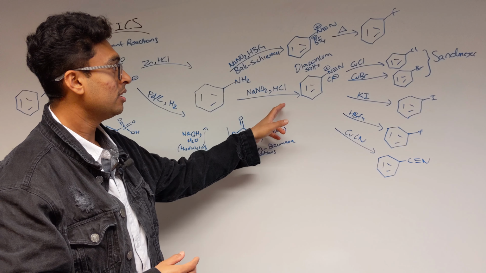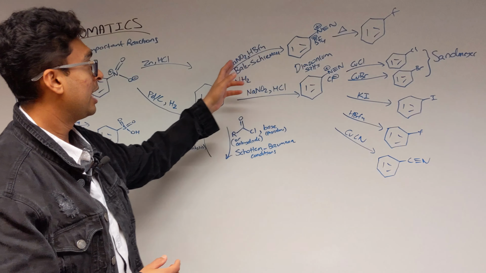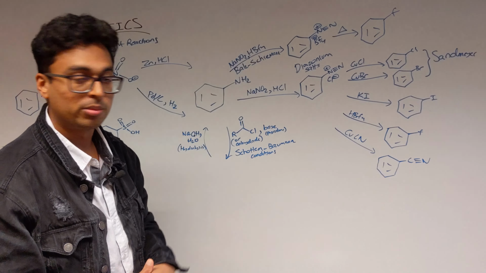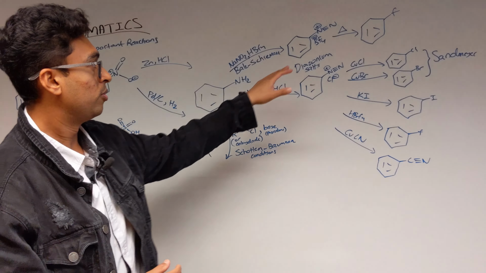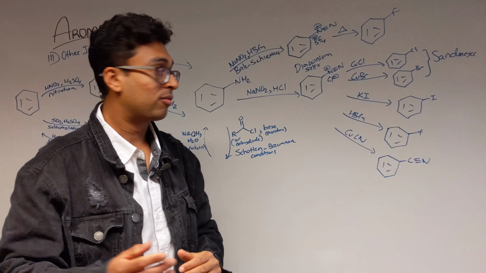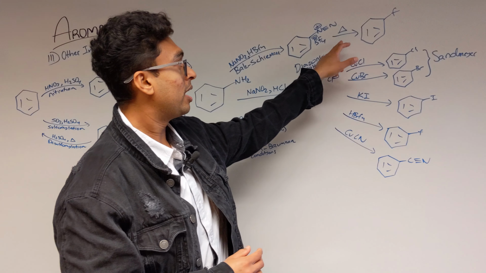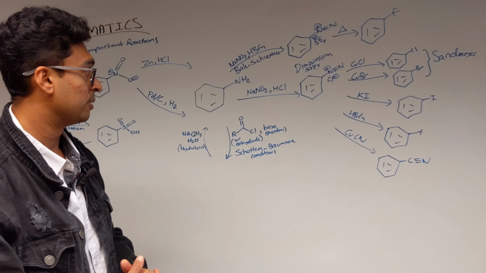nitrite and HCl, which gives chloride as the counter anion, or you can use the Balz-Schiemann reaction, so sodium nitrite and HBF4, which gives you the counter anion tetrafluoroborate. And after you add heat, you can get fluorine on the benzene ring. So basically a fluorination.